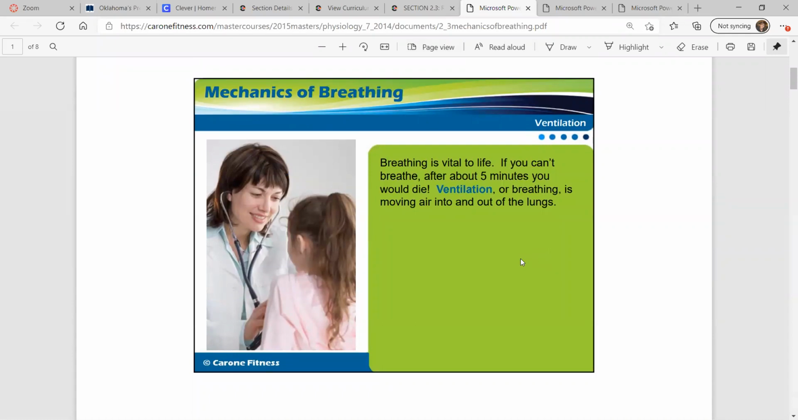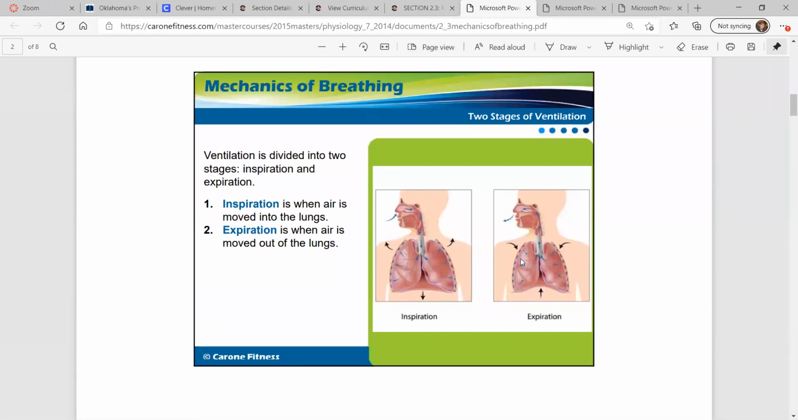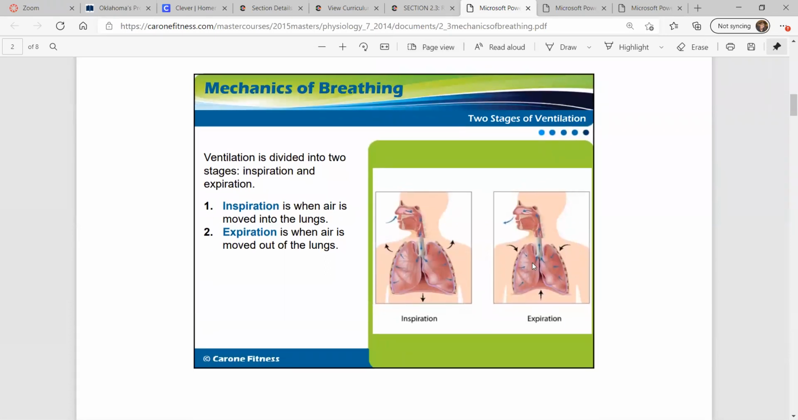Breathing is vital to life. If you can't breathe, you're going to die within 5 minutes. So being able to breathe is really great. And ventilation, or breathing, is moving air into and out of your lungs. It's divided into two stages. We call it inspiration, which is inhalation, and expiration, which is exhalation. Moving air into your lungs is inspiring; expiring air is exhaling. It's getting out, okay?